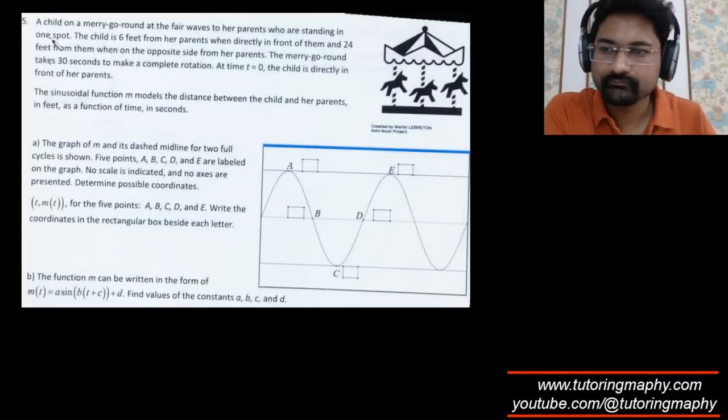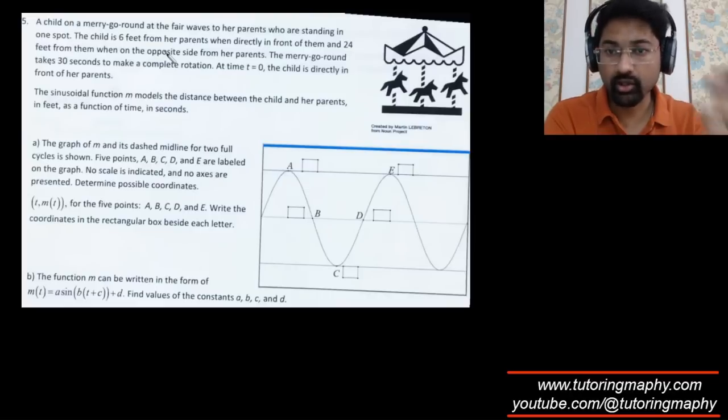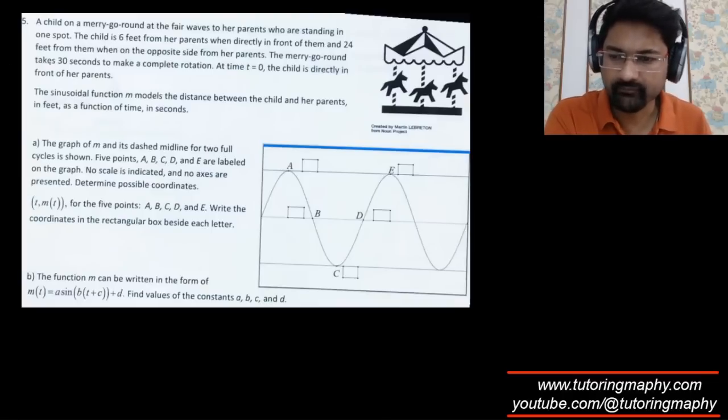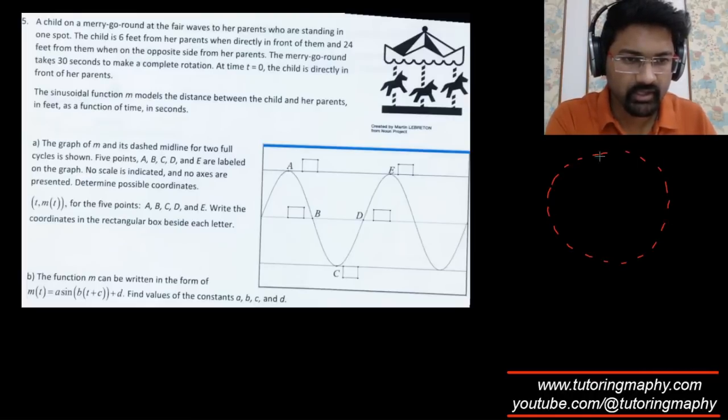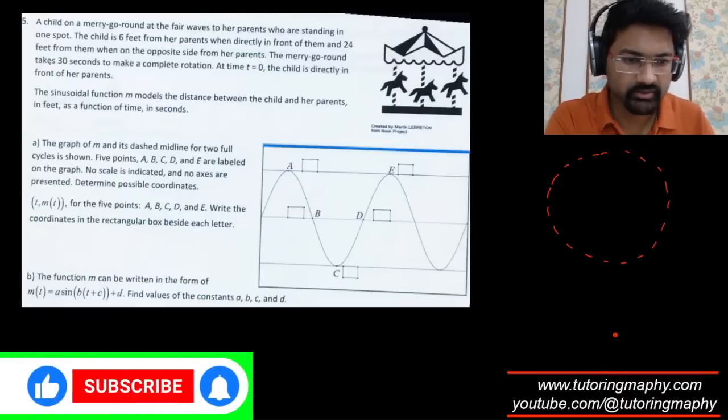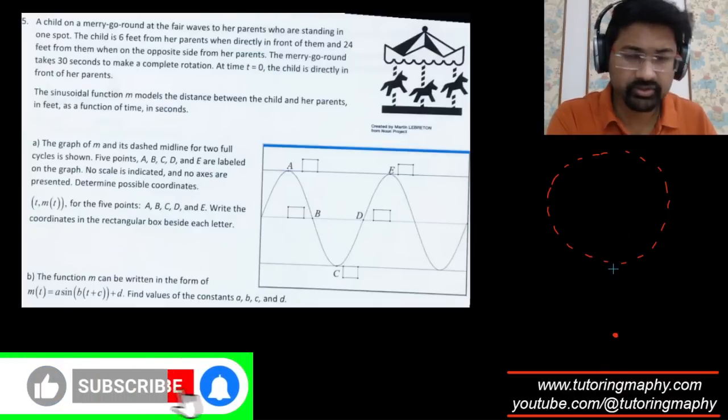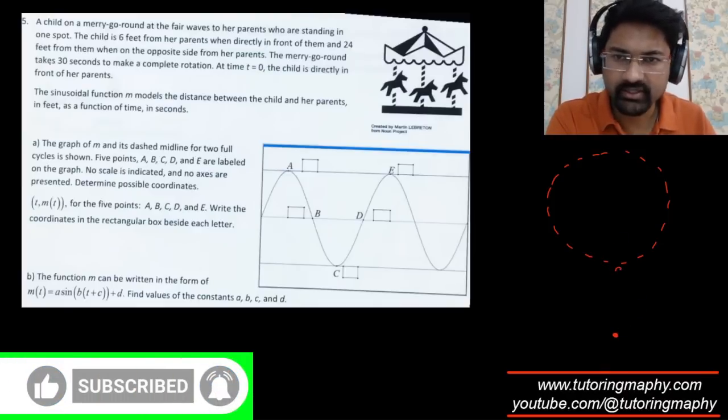A child on a merry-go-round at the fair waves to her parents who are standing in one spot. The child is 6 feet from her parents when directly in front of them, and 24 feet from them when on the opposite side from her parents. Just by reading this much, if I visualize the situation, the child is moving in a circle. These are where the parents are standing, and when the child is closest, it is 6 feet.